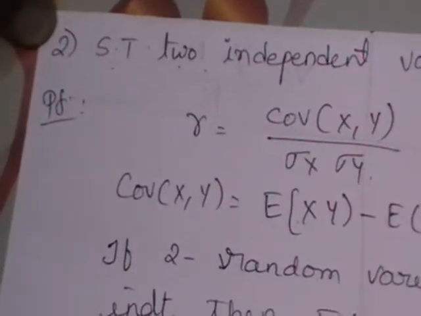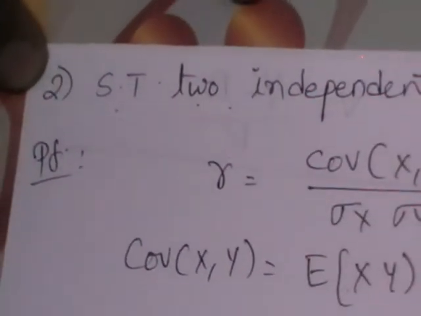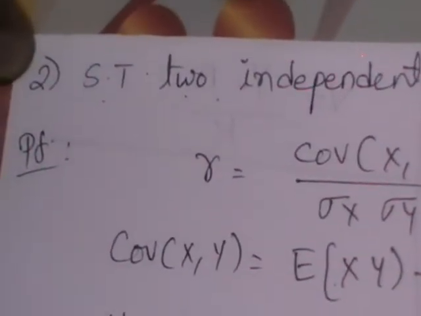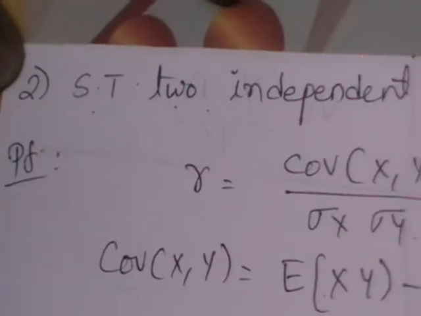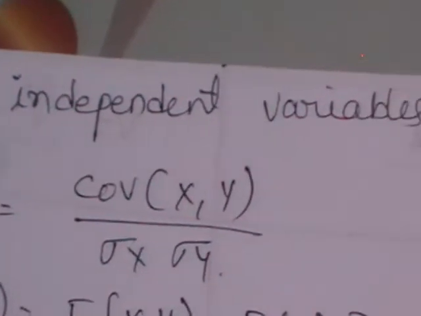In the previous topic, we discussed the properties of R. We have three properties for R. The first one is the limits on R, minus 1 less than or equal to R less than or equal to 1, which we have already proved. The second property is that you need to show that two independent variables are uncorrelated.